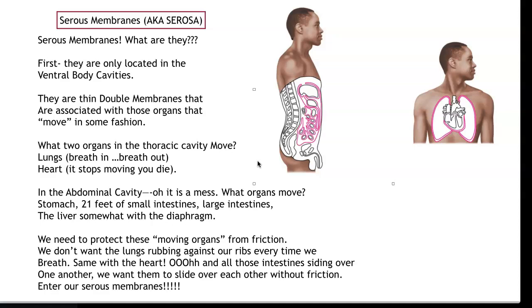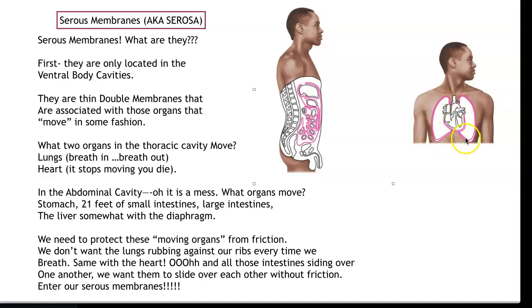Well, first, they are only located in your ventral body cavities, so in the thoracic and abdominal cavities. They are thin, double membranes that are associated with those organs that have movement in some fashion. Now, in the thoracic cavity, what organs are moving? Well, you have your lungs that are going in, out, every time you inhale and exhale. And the heart, obviously, it's beating all the time.